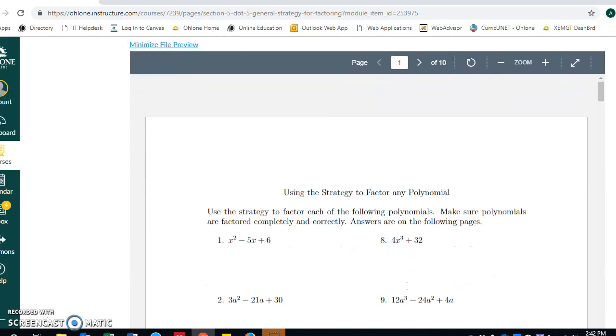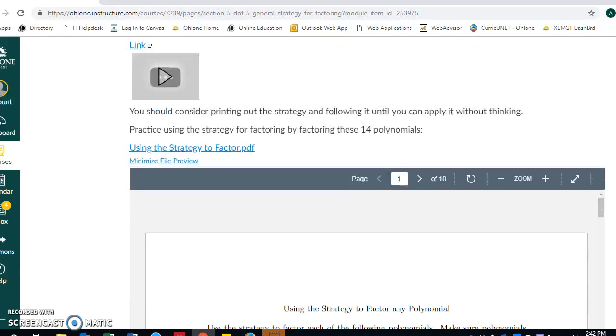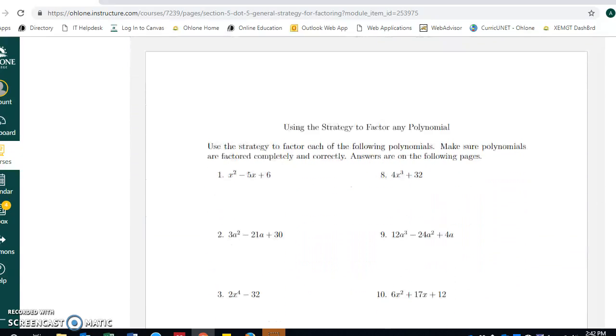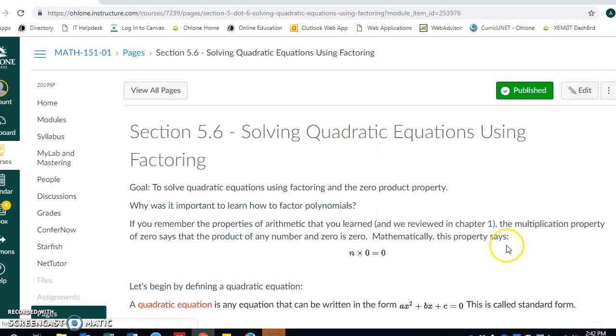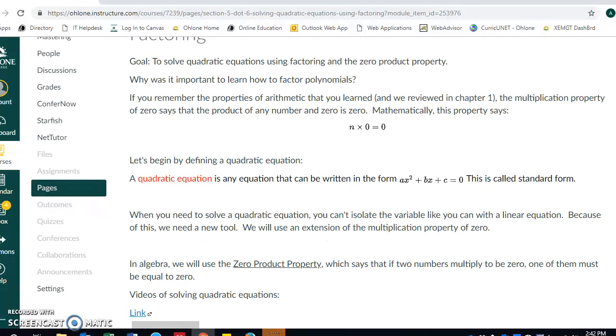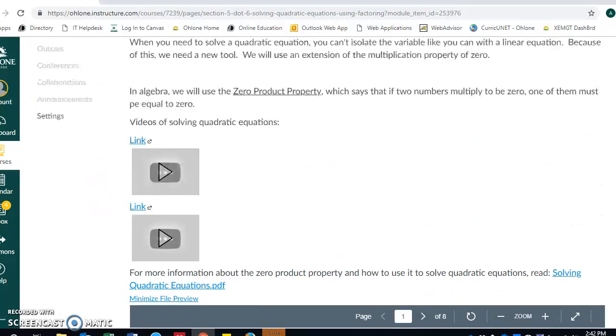Once you go through the process of learning that strategy, then you're going to use the strategy. And then what are we doing all this for? Well, you're going to start to look at how to solve quadratic equations using factoring. And this uses something called the zero factor theorem or the zero product property. It's kind of called by both names. That says that anytime I'm multiplying 2 numbers together to be 0, one of them has to be 0.